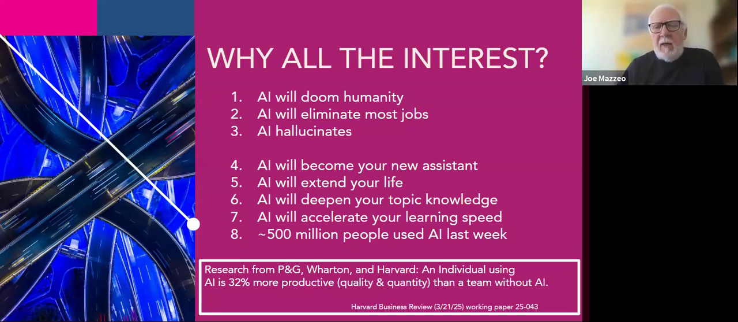But let's remember that AI is a wonderful capability. It's being adopted around the world massively. And part of the reason for that is in that little text box at the bottom of the slide, which is recently released research published in the Harvard Business Review. When we did research on 776 Procter & Gamble employees working with Wharton and Harvard, they found that an individual using AI is 32% more productive in quality and in quantity than a team of 2 without AI. That's pretty amazing. So with that productivity as a backdrop, let's get started.